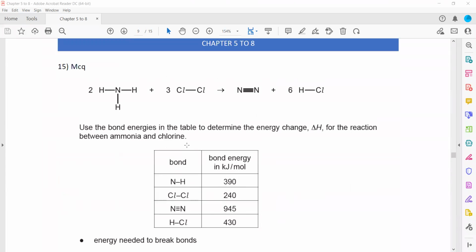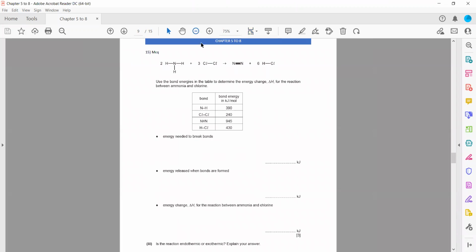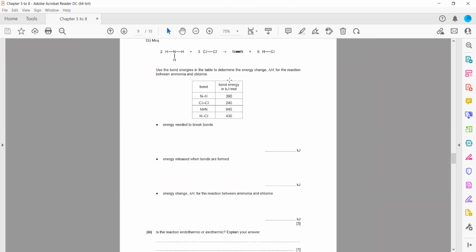Then another question is related to the calculation part. We have to calculate the bond breaking energy and the bond forming energy. The reactant side is always the bond breaking side and the product side is the bond forming side. So the NH bonds which we are breaking, how many of them? 1, 2, 3 in one molecule, but there are a total of 2 molecules. So we are breaking 6 NH bonds and 3 Cl single bonds.